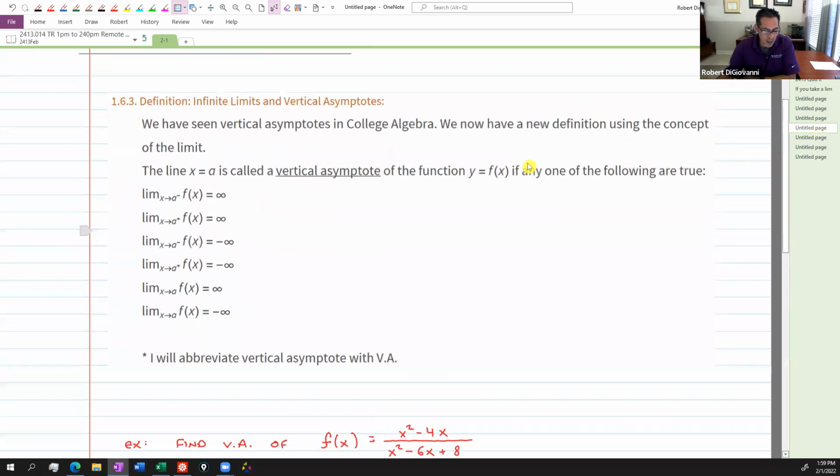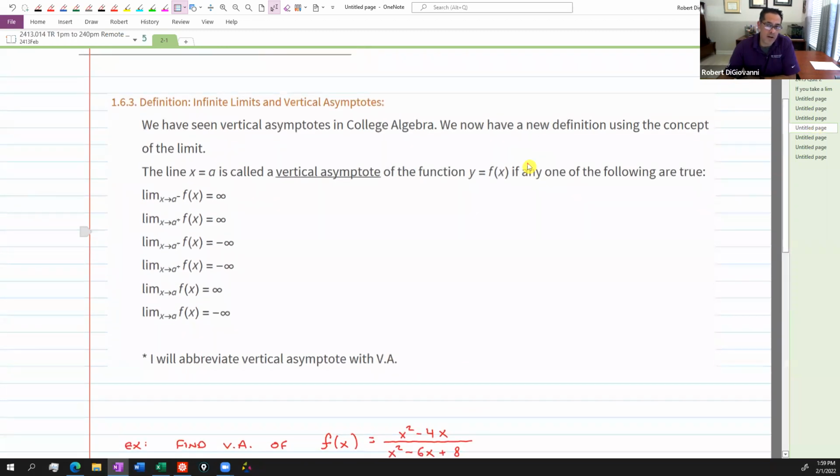If you think about what's going on here, in every one of these graphs, as you're approaching a number from a certain side, you're having an infinity or a negative infinity happen. That's what's happening. And if you think back to college algebra, that is how we defined what were called vertical asymptotes. When you're studying rational functions, you talk about these things called vertical asymptotes, where your graph goes up or down. That's basically what this is.